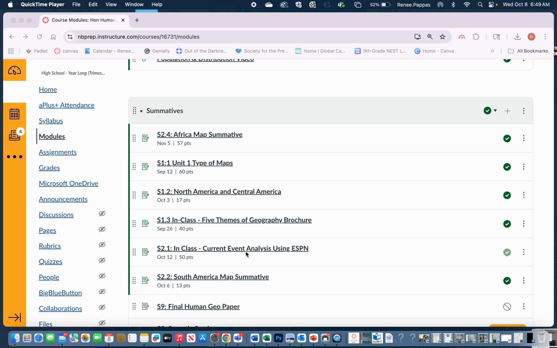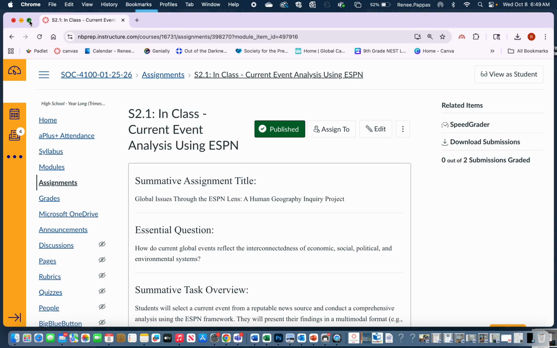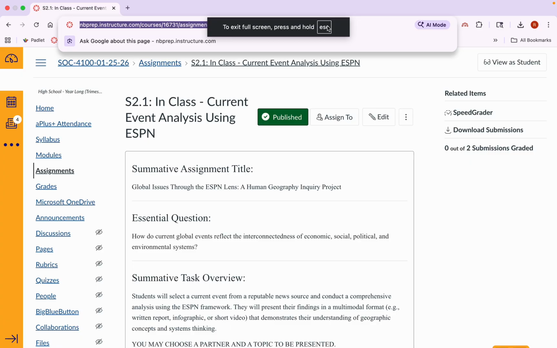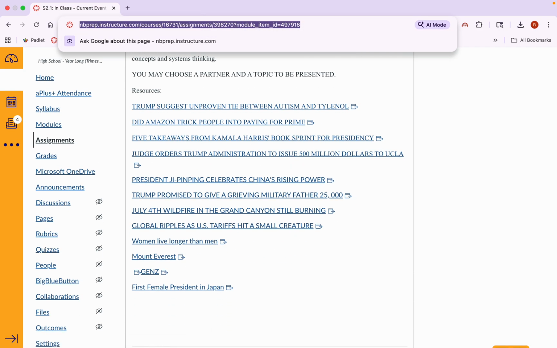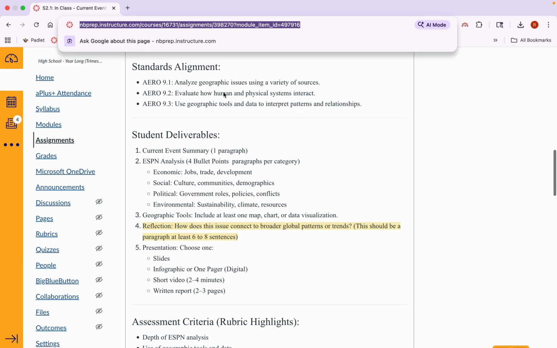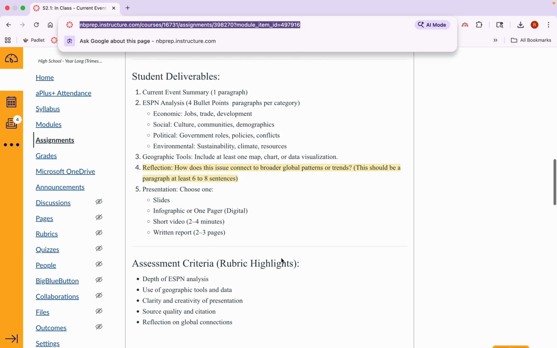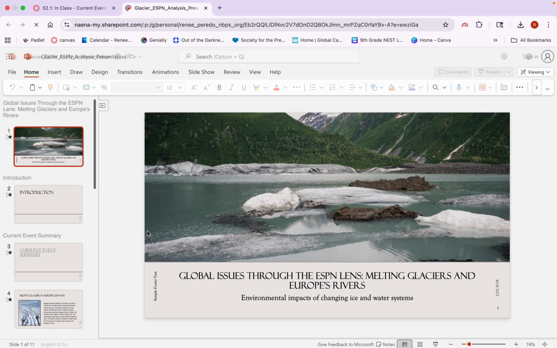For today's subplans, you're going to be working on your current event analysis using ESPN, which is found here in Canvas, S21. When you click on it and you scroll, we already picked our topics here, and we picked our partners in class when I saw you last. So what I want you to do today is scroll down and actually pay attention to the step-by-step, and then open the sample, which is also attached to the subplans.